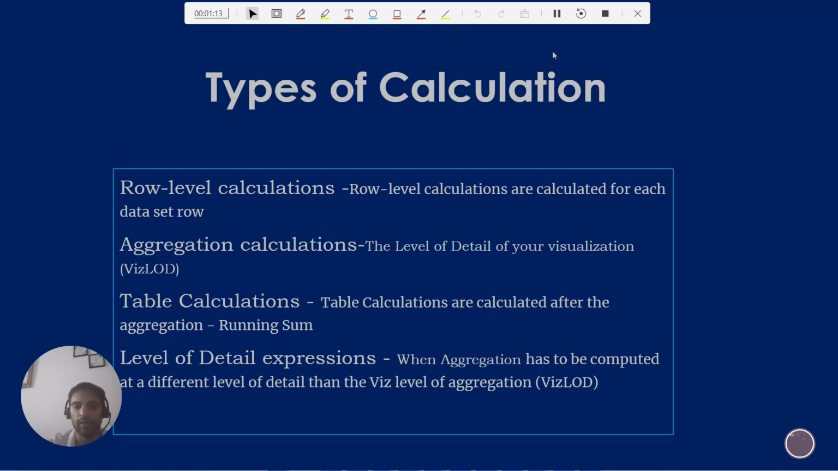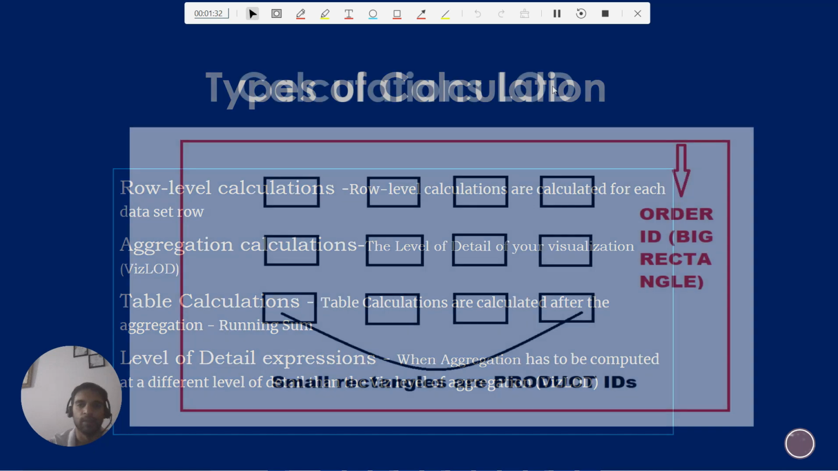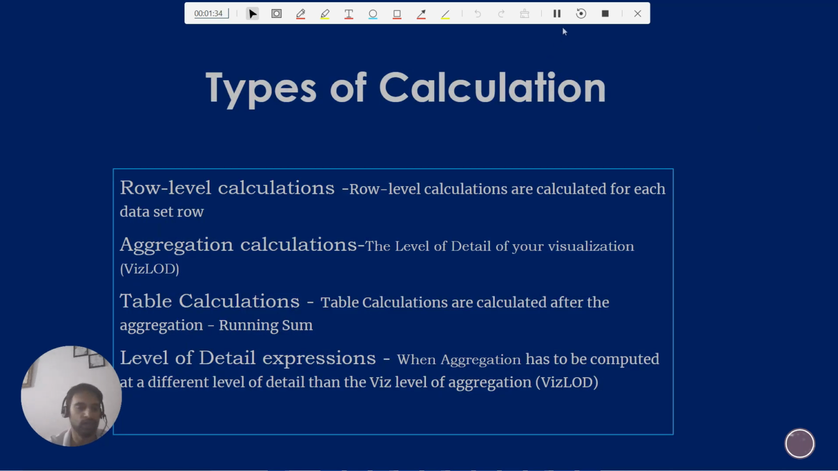Level of detail expression is used when aggregation has to be completed at a different level of detail than the viz level. When we say viz level, for example, you see order date and sum of sales, right? That is at viz level, where you would say the level of detail is at year level. That's what they are talking about. But anyway, we are going to do a hands-on example. So let us first go to the worksheet and start with the row level calculation.